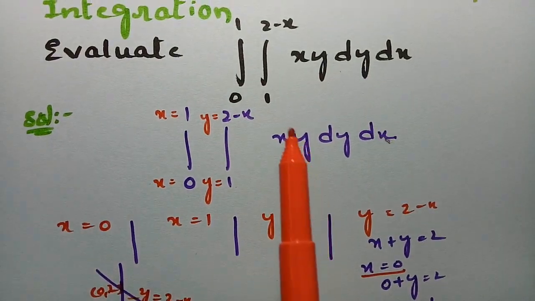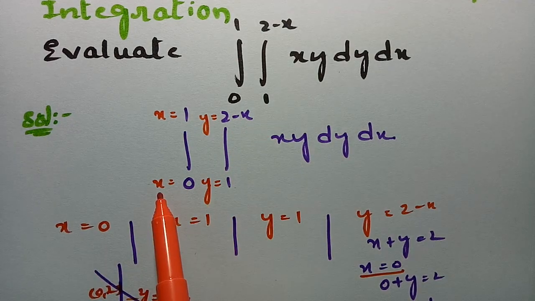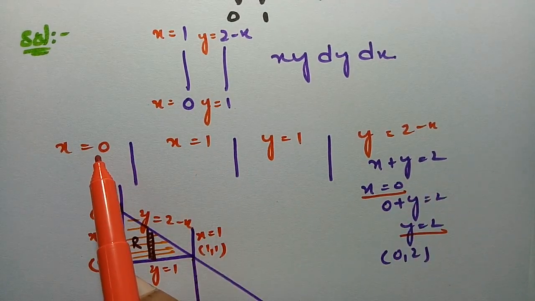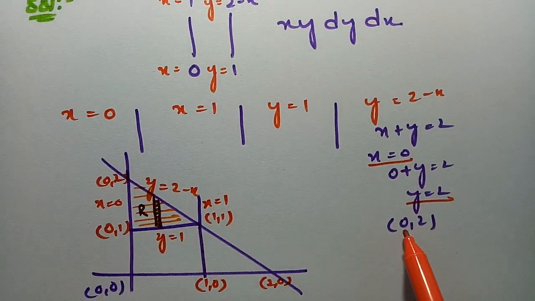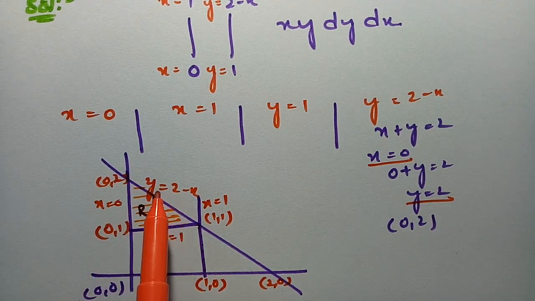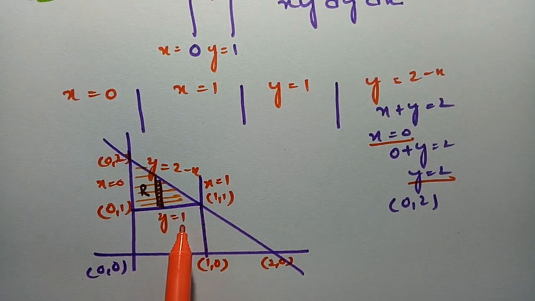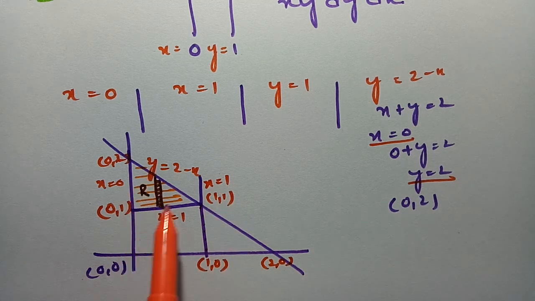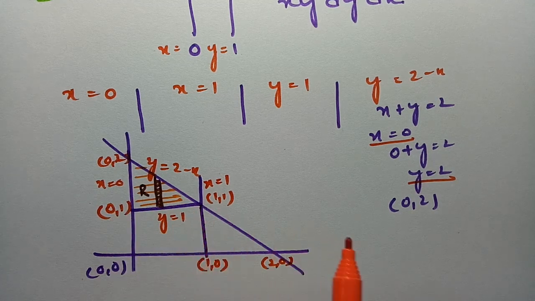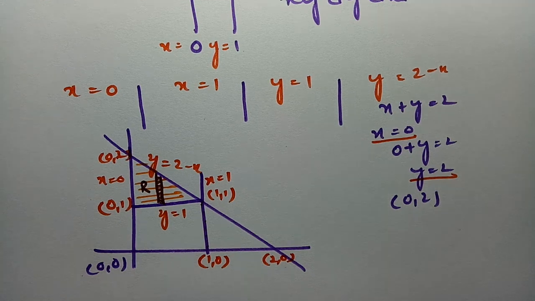So first of all, we have to identify the limits, that is y is equal to 1 and y is equal to 2 minus x, and x is equal to 0 and x is equal to 1. If I keep x is equal to 0, I got the point 0, 2. I have plotted 0, 2 here, and the region is shown, and the vertical strip which slides from this line to this line is shown here. And now the problem is we have to change the order of integration.